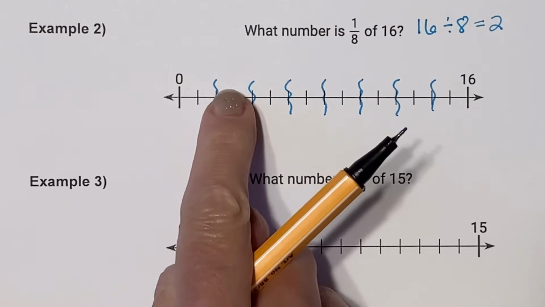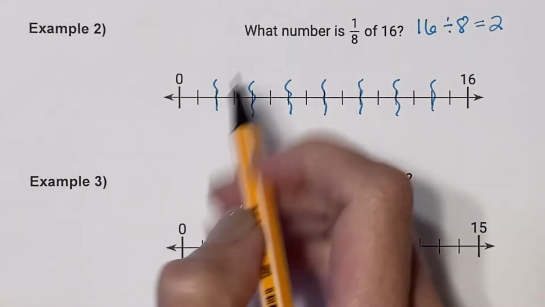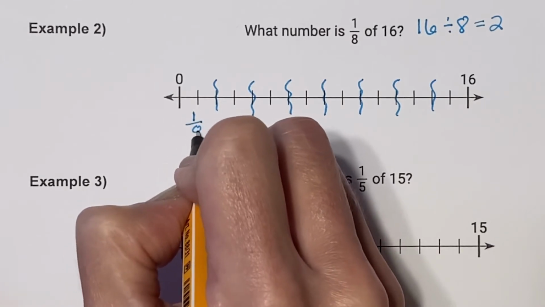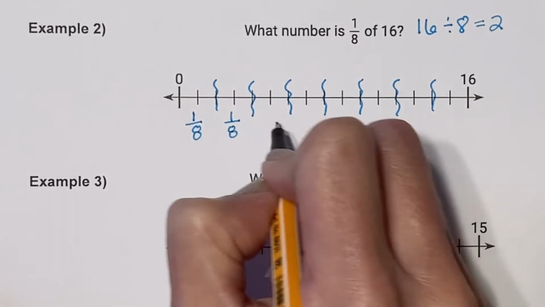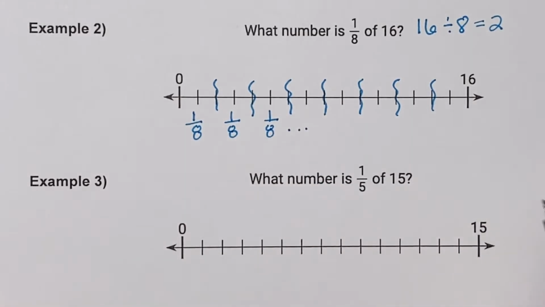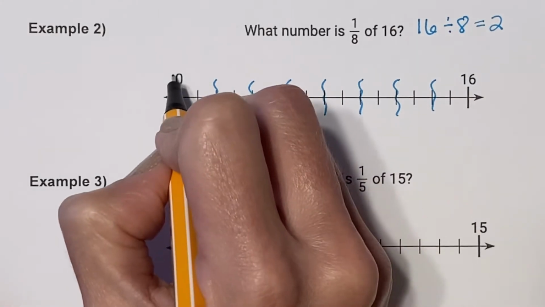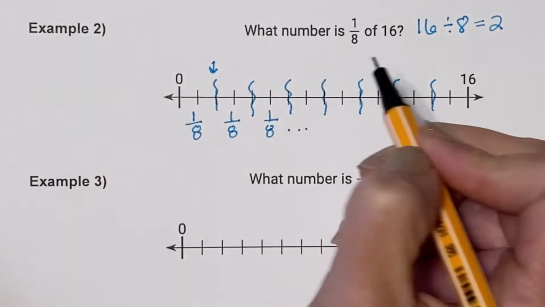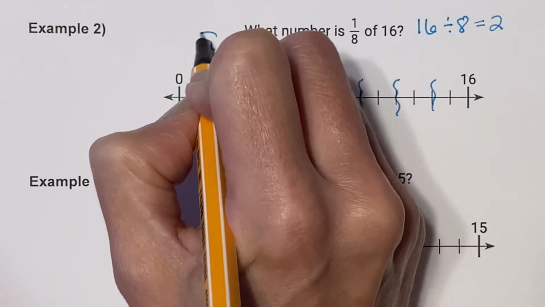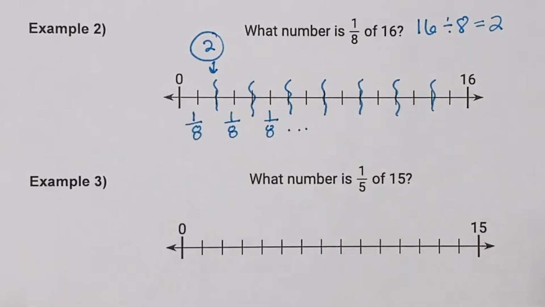So here's part 1, 2, 3, 4, 5, 6, 7, and 8. Each of these is an eighth. There's an eighth, an eighth, an eighth, and so on. Those little dots just mean so on. What number is 1 of these eighths? Well, that would put me right here, and that is at 2. So what number is 1/8 of 16? 2.